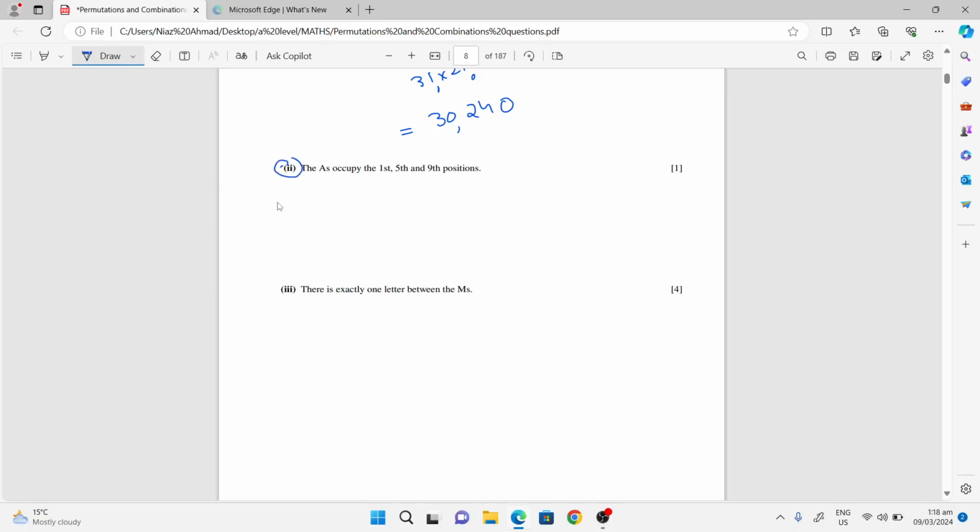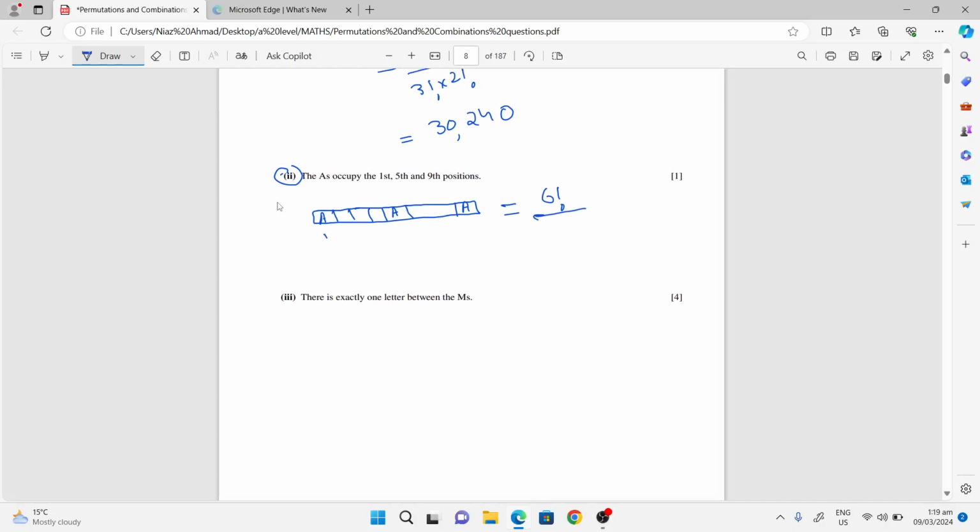According to the second condition, the A's occupy the first, fifth and ninth position. So if you make the positions like this, here is the first position with A, and at the last position there is also A, and in the middle A as well. So there will be the arrangements like 6 factorial over 2 factorial, and the answer is 360.